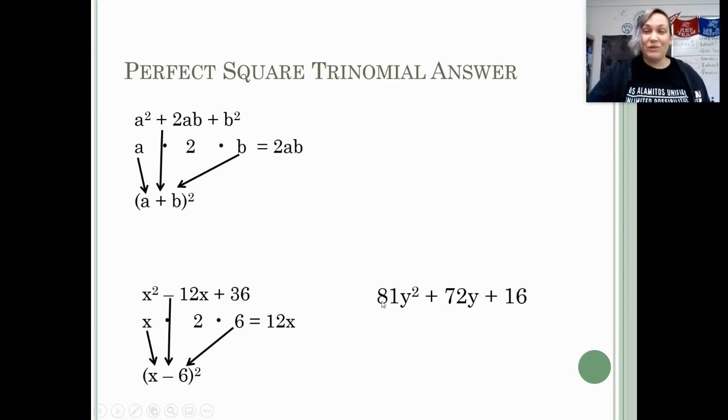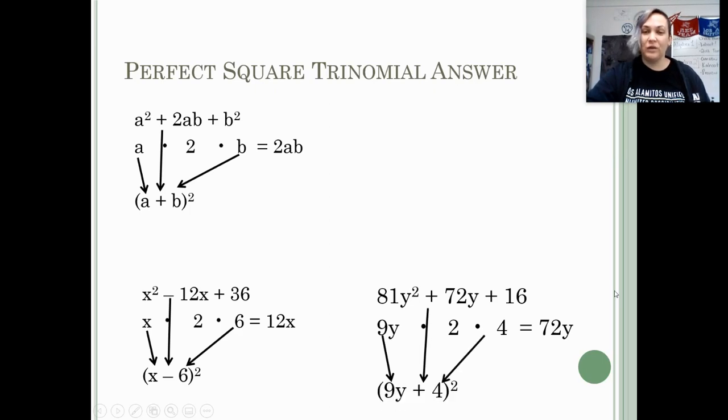My first term I can take the square root of. The square root of 81 is 9, and the square root of y squared is y. My last term is positive, and I can take the square root of that as well. The square root of 16 is 4. In between, we always put a times 2. All right, 2 times 4 is 8, and 8 times 9 is 72. And we're good. This is a perfect square trinomial. That's great news, because now I can write my answer. My answer is 9y plus 4 squared. That's it. We're done. So much faster.